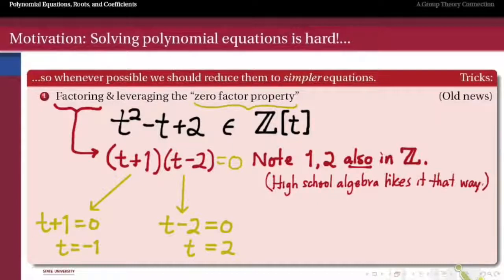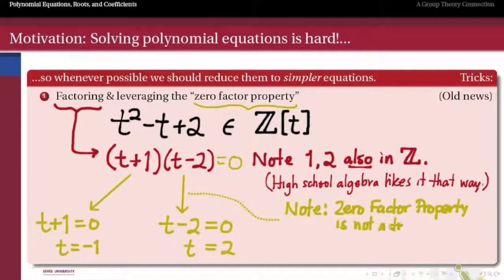And the zero factor property seems like an obvious thing in the real number system, because in the real number system, the product of two non-zero real numbers is always non-zero. But this is a property that we can't always take for granted. The zero factor property is not a trivial thing. It doesn't always exist in a given number system if that number system is not the reals.